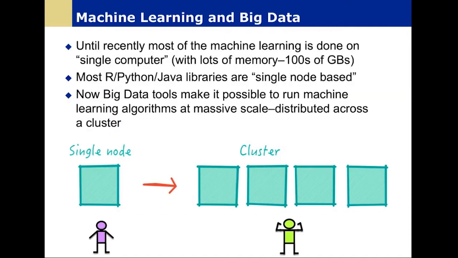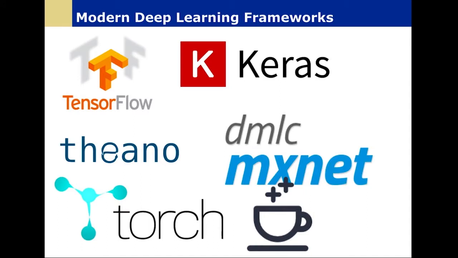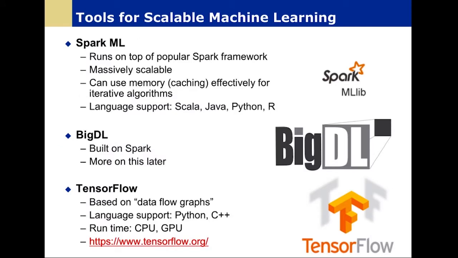In the past, a lot of machine learning was done on a single computer with a lot of memory. In fact, a lot of machine learning and deep learning libraries are basically single-node based. They do not easily allow us to extend our workload into a cluster. However, big data tools we have today like Hadoop, Spark, etc. allow us to run machine learning algorithms at scale, distributed across the cluster. You're probably familiar with a number of the modern deep learning frameworks, TensorFlow, Keras, Theano, etc. This is part of the modern ecosystem we have in deep learning.